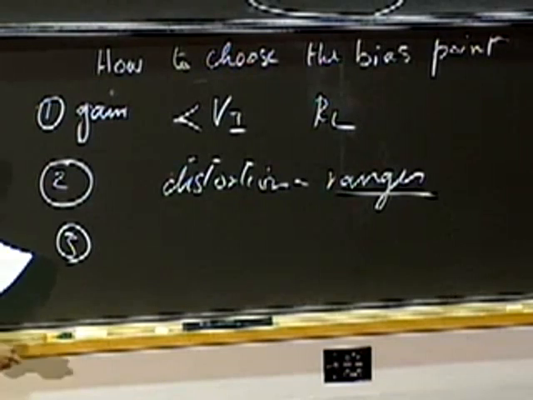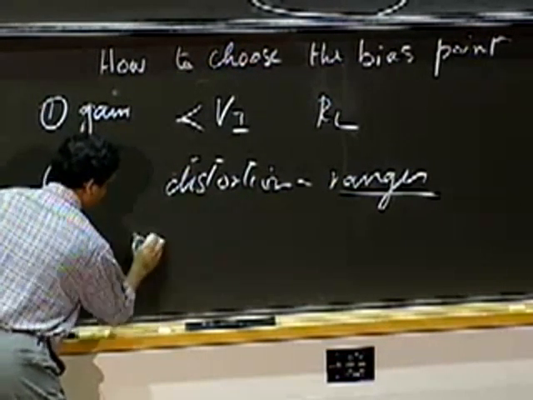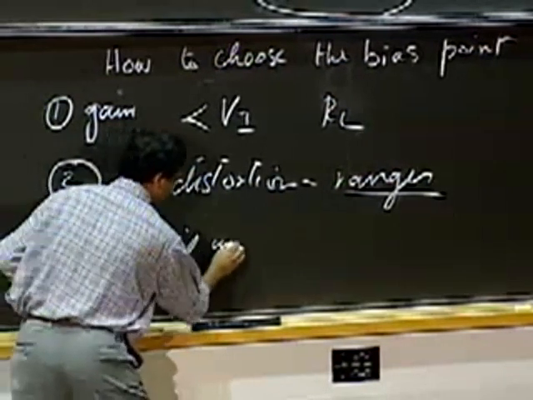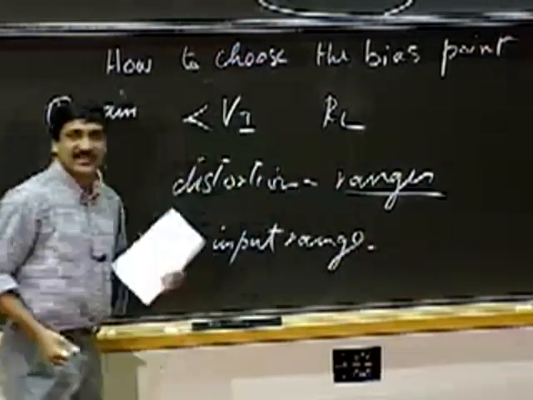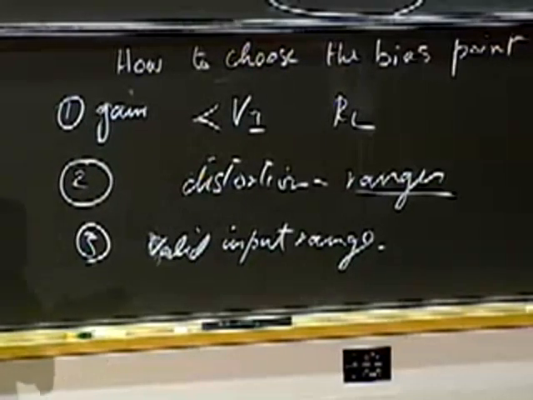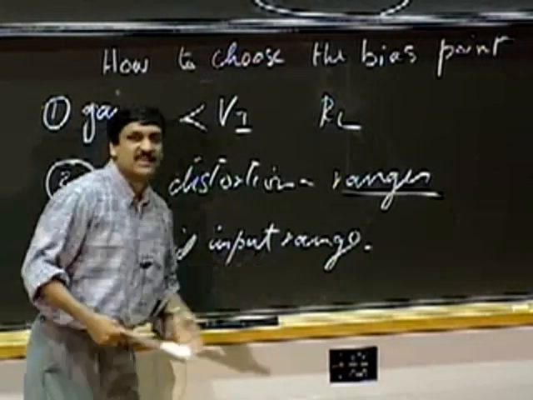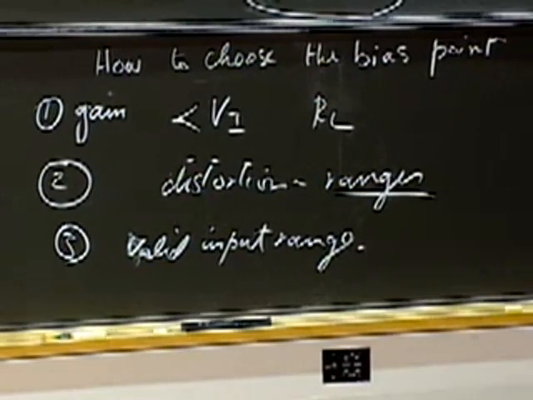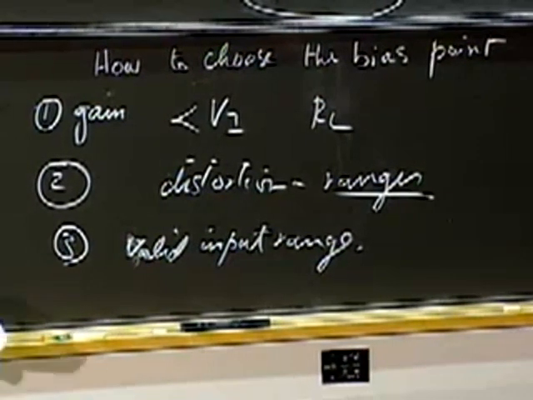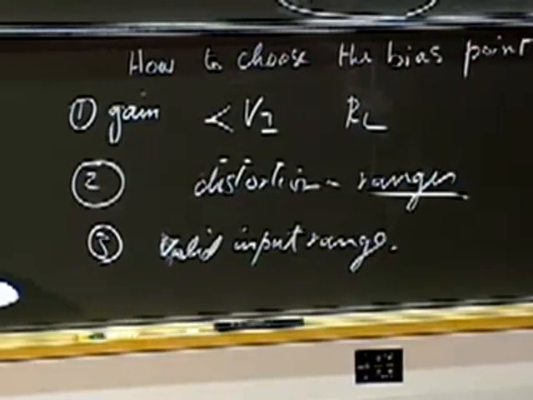And the other thing relates to how big of an input, what's a valid input range? So let's say you have a signal, and you want that signal to have both positive and negative excursions of the same value. Then depending on where you choose a bias point, your input range may become smaller or larger. And we'll go through these in the context of our amplifier and look at some design issues in the next lecture.